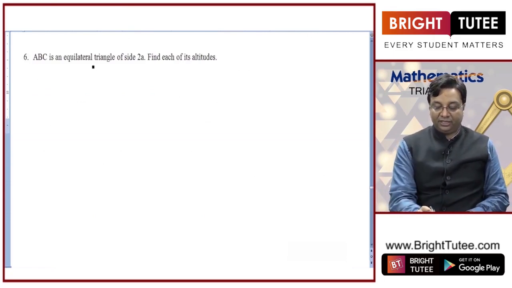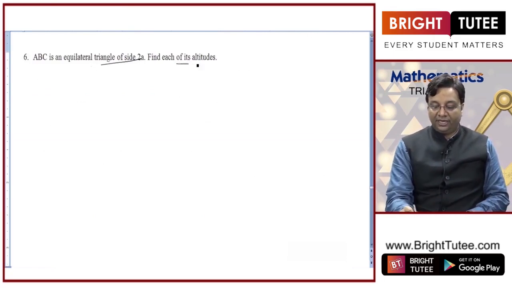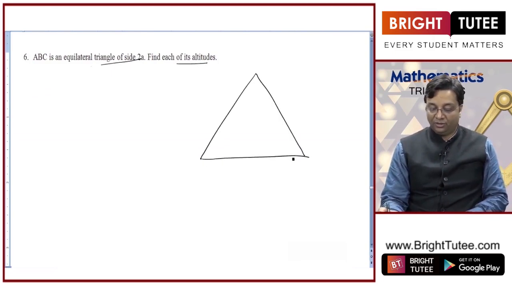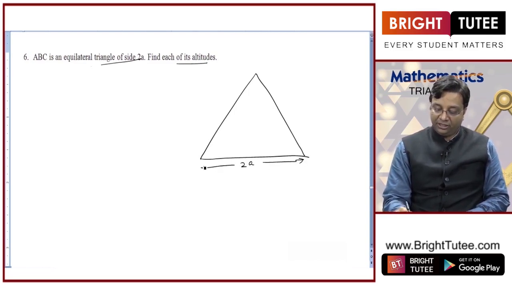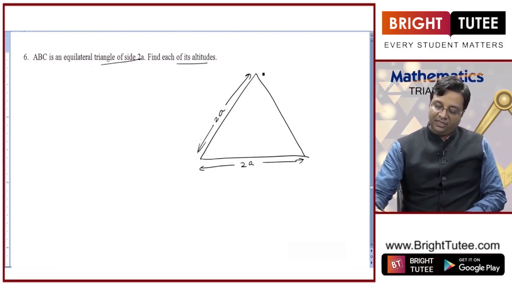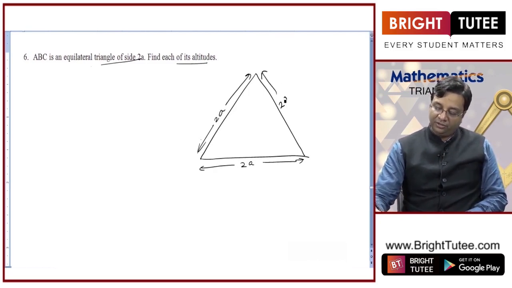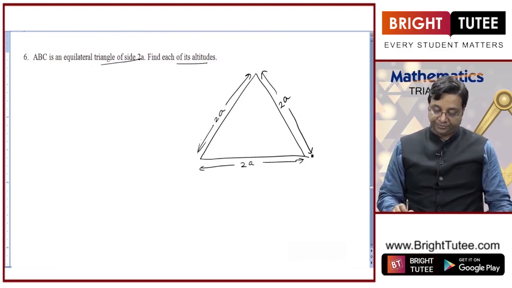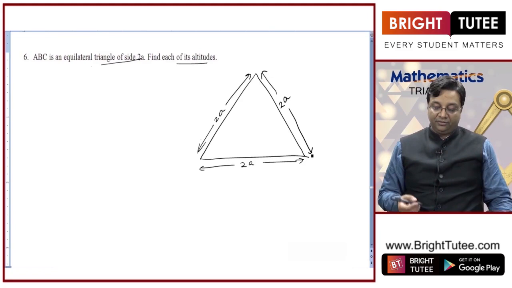ABC is an equilateral triangle of side 2A. Find each of its altitudes. Now, if the triangle is equilateral, then all sides are equal and they are equal to 2A. So, their altitudes will also be equal. So, if you can find one of the altitudes, all the altitudes are going to be the same length. Now, this is an equilateral triangle.